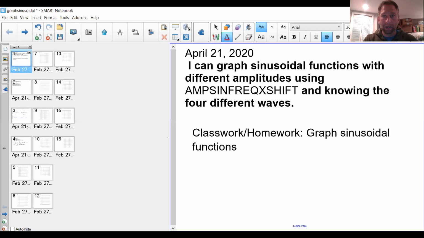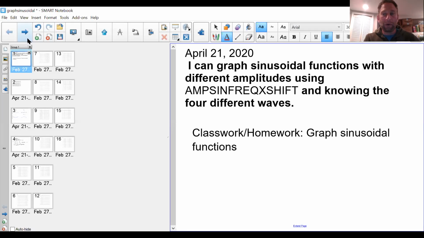We are going to be graphing sinusoidal functions with different amplitudes using amp, sine, freq, shift, and knowing the four different waves. So this is the first lesson in a new unit. We're going to be building each day on the previous lesson. So this is the beginning of it.